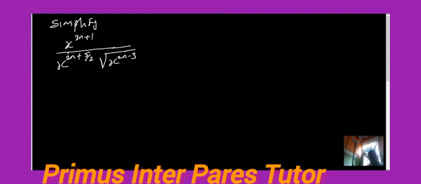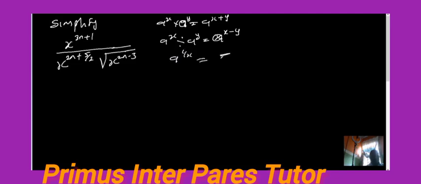If you want to simplify, this is what indices is. So you have to follow it like this. Look at this one, some laws of indices that you are going to make use of here: if you have a raised to power x times a raised to power y, this will give you a raised to power x plus y. Then if you have a raised to power x divided by a raised to power y, you have a raised to power x minus y. And if you have a raised to power 1 over x, this gives you the xth root of a.